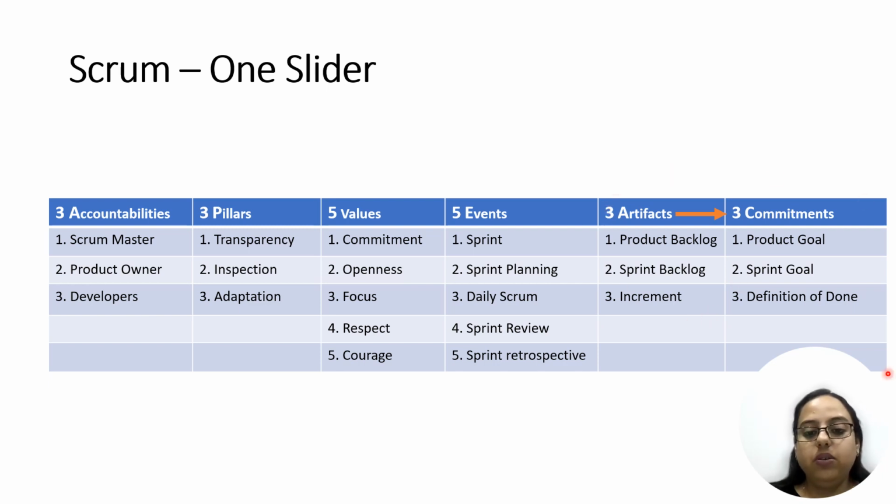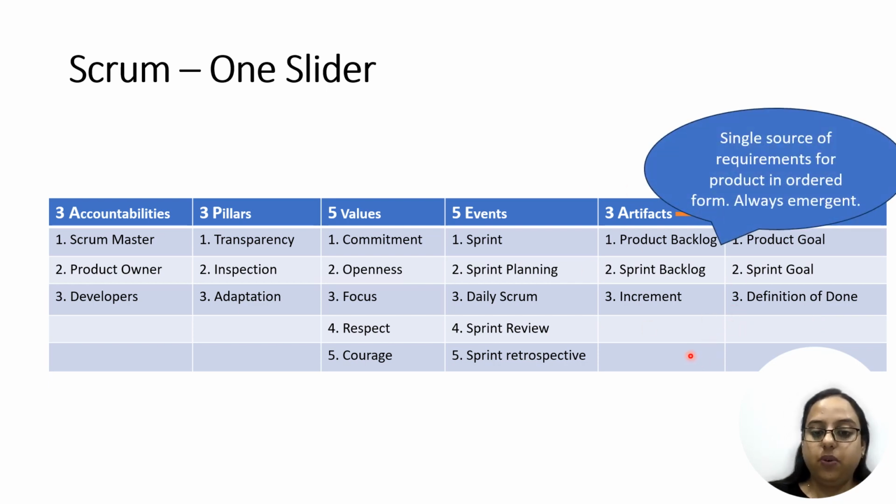Now let's talk about the three artifacts and three commitments. So there are three artifacts in Scrum and there is a commitment tied to each of these artifacts. So for product backlog, the commitment is product goal. For sprint backlog, it is a sprint goal, and for increment, it is definition of done. Let's talk about the three artifacts now.